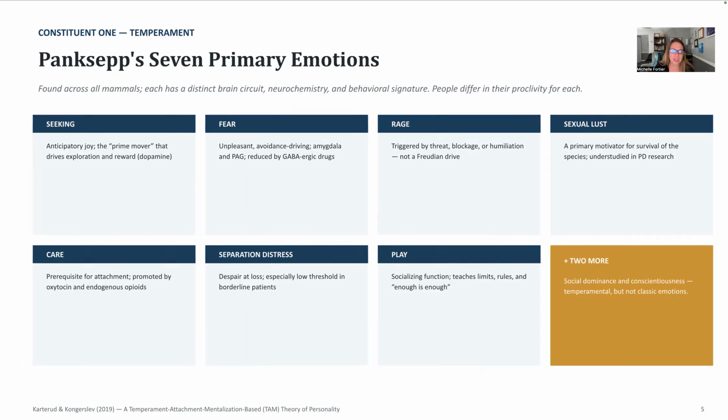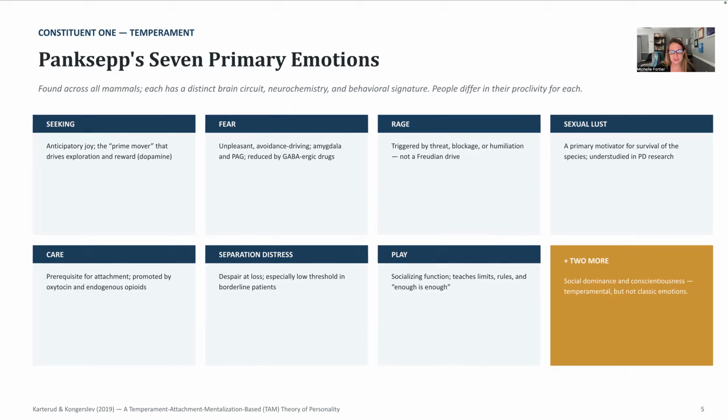The next one is care. Care is a prerequisite for attachment. It's promoted by oxytocin and endogenous opioids. So people, in order to care, we have circuitry in our brain that allows us to care, and it has to do with our oxytocin in how we bond.